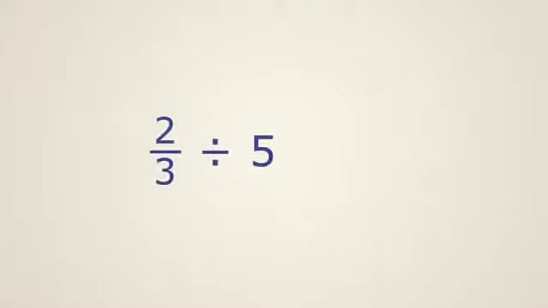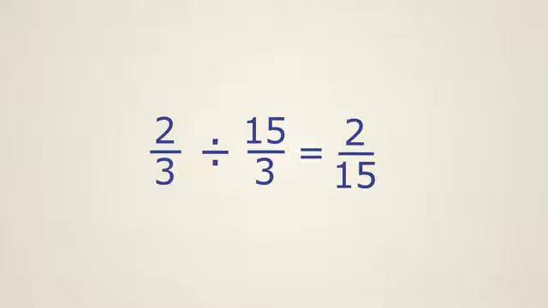The fifth strategy you may see is that students will write the whole number as a fraction with a denominator that's equivalent to the fraction that's already in the problem. Once they have two fractions that have common denominators, all they need to do is divide the numerators to get their final answer.